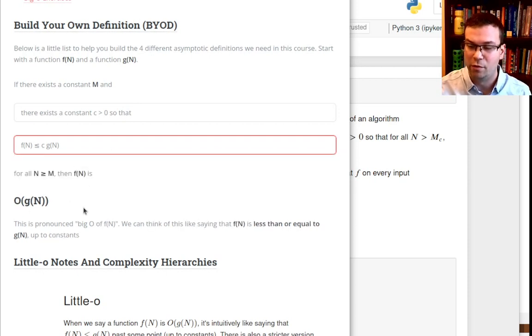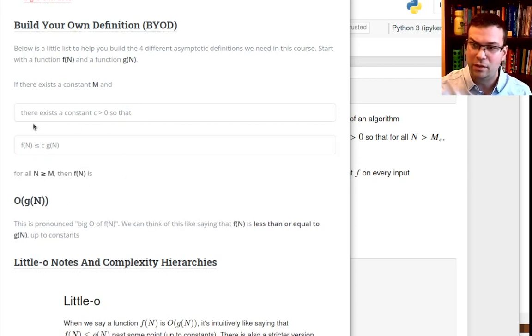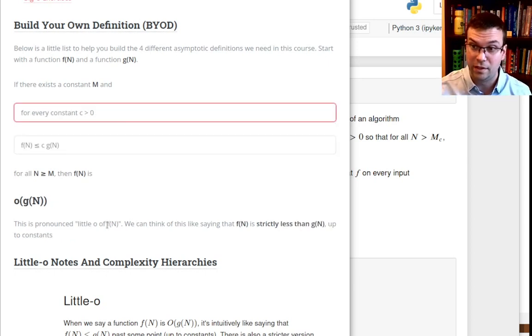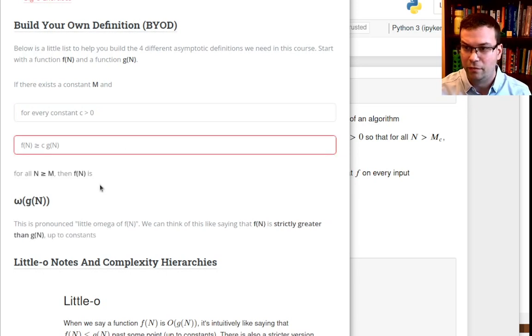Let's go back to big O for a second that we were just looking at. If I change this from there exists a constant c to for every constant c, I get something called little o, and that actually means that g completely dominates f. There's not even an equality, so you can think of it like a strictly less than. And then there's an analogous thing if I flip that sign, which is little omega. So I'll link this and you can have a look at it.